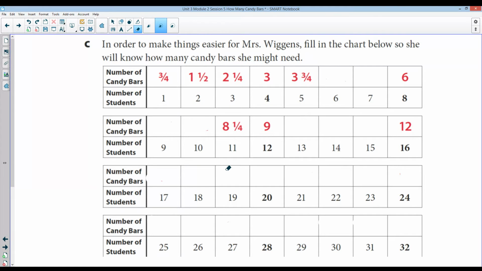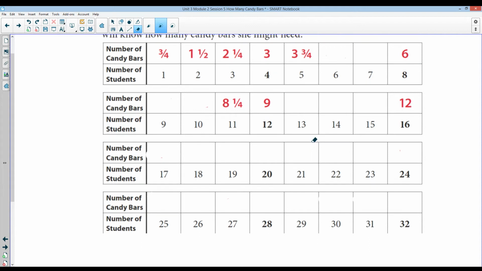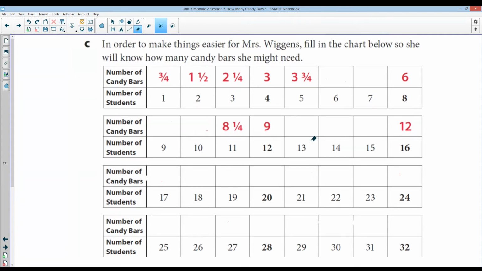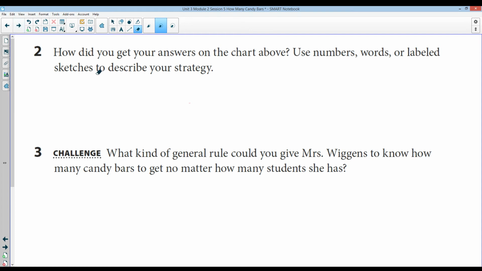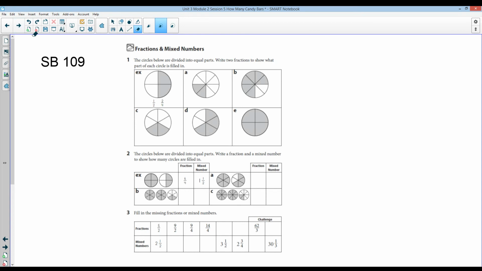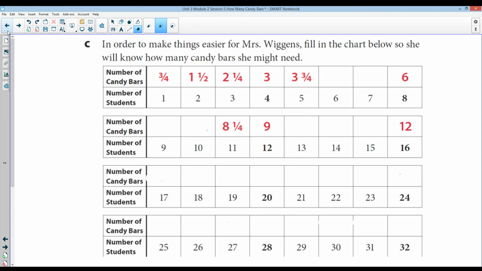So use these and try to figure it out. I'm going to pause right now, and afterwards I will show you the answers. Now after that, there are a couple questions they want you to answer. How did you do your chart? And then what would you tell her? Probably to buy whole ones. And then you can work on page 109 in your book. All right, and don't look at the answers until you do the whole thing, and then you can correct it.